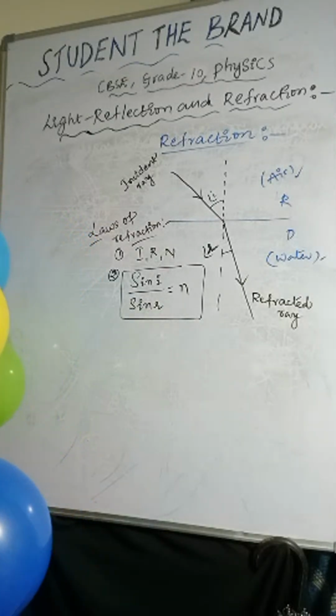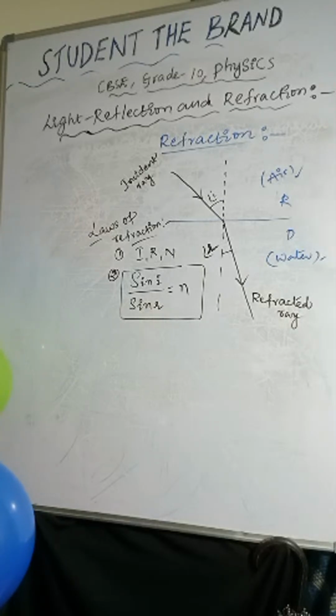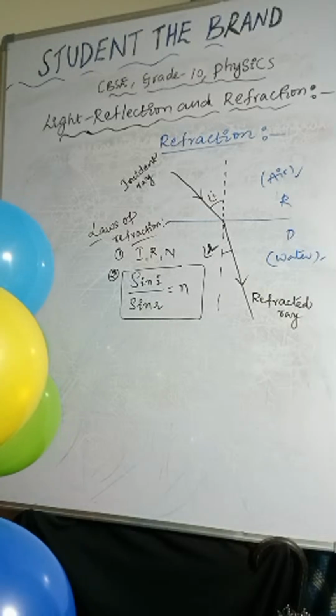I hope it is very clear. So sin i by sin r equals n.